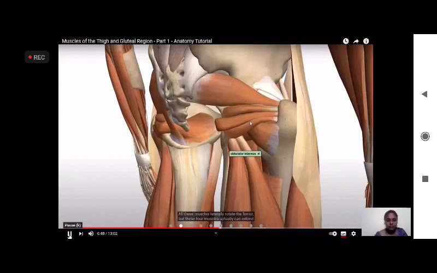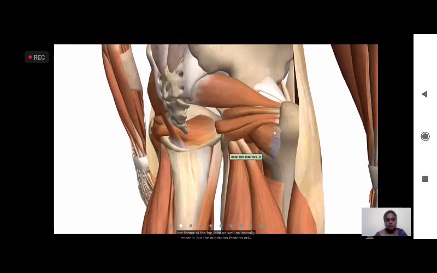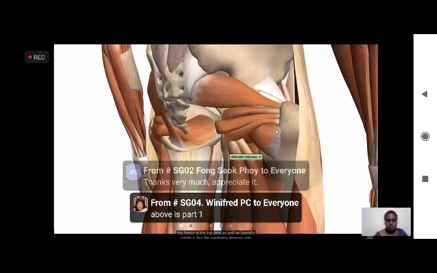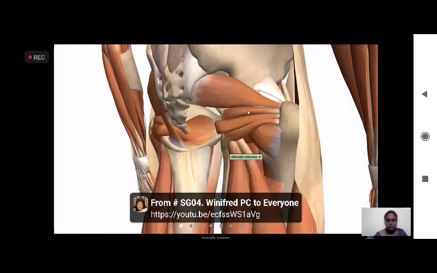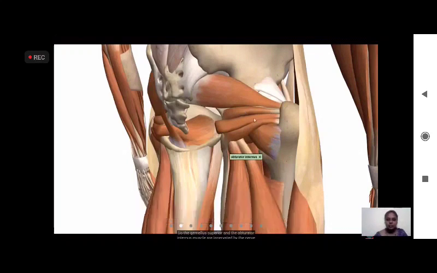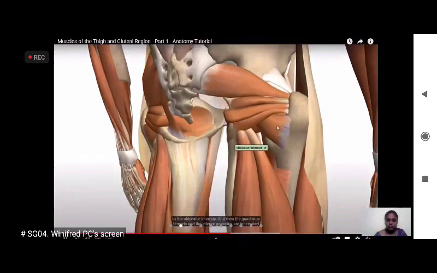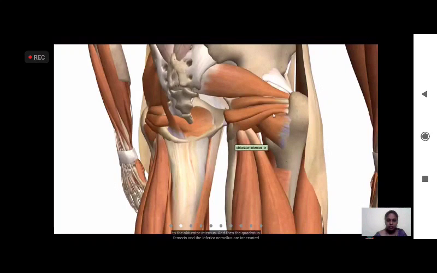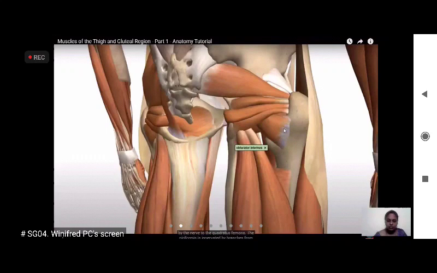Muscles actually can extend the femur at the hip joint, as well as laterally rotating, but the quadratus femoris only laterally rotates. The piriformis and the gemellus superior and the obturator internus muscle are innervated by the nerve to the obturator internus, and then the quadratus femoris and the inferior gemellus are innervated by the nerve to the quadratus femoris. The piriformis is innervated by branches from S1 and S2.